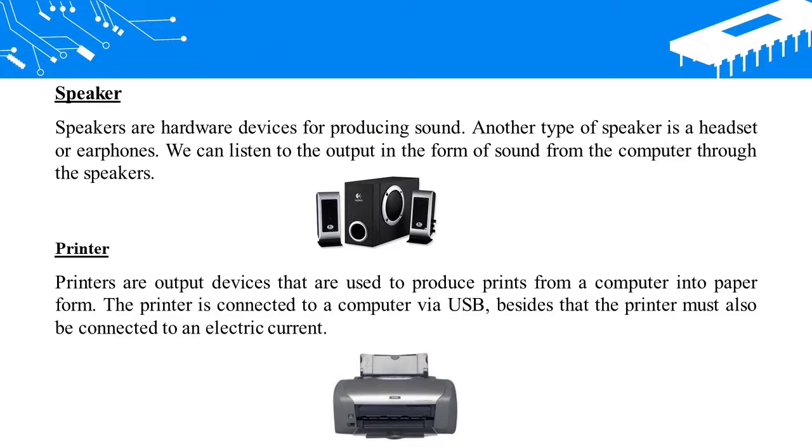Speaker. Speakers are hardware devices for producing sound. Another type of speaker is a headset or earphones. We can listen to the output in the form of sound from the computer through the speakers. Printer. Printers are output devices that are used to produce prints from a computer into paper form. The printer is connected to a computer via USB, besides that the printer must also be connected to an electric current.